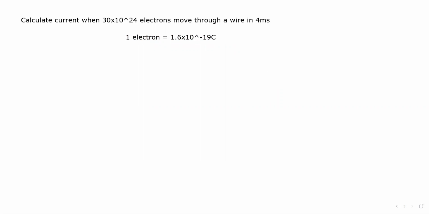A hint: first you will find the total charge and then divide by the time interval. But this time is in milliseconds. Milli means 10 power minus 3. So actually this time is equal to 4 into 10 power minus 3, because the term milli is a prefix used for exponent minus 3. So 1200 amperes. Is it the same for everyone?